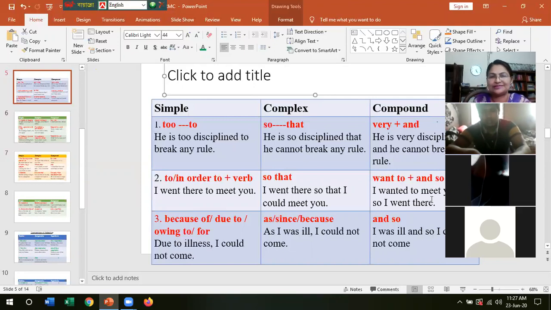Actually, there is a purpose, there is an aim. Why did I go there? I went there so that I could meet you because I wanted to meet you.